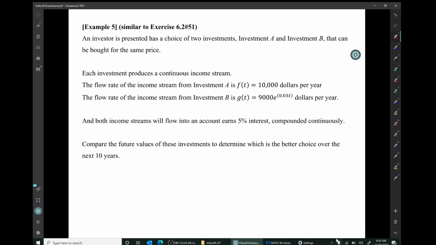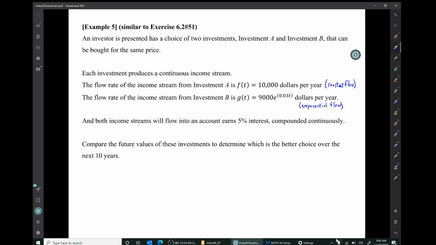Example 5. This is similar to one of your homework exercises. An investor is presented with a choice of two investments, investment A or investment B, and they can be bought for the same price. Each investment produces a continuous income stream. The flow rate of the income stream from investment A is this, $10,000 per year. That's constant flow. The flow rate of the income stream from investment B is this. G of t is 9,000 e to the 0.03 t dollars per year. So that's exponential flow.